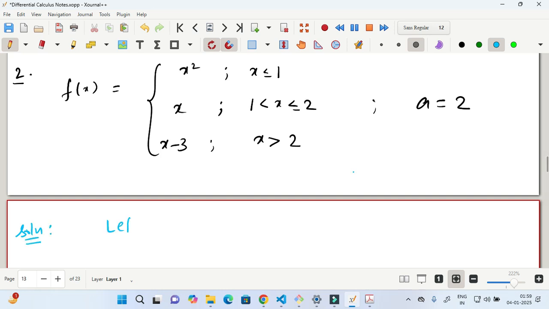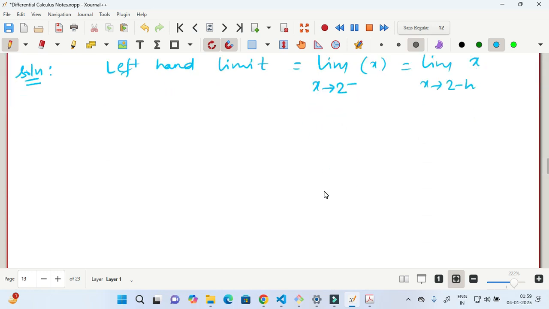Left hand limit, same thing. Left hand limit is equal to limit x tends to 2 minus, which is equal to x. Here limit x tends to 2 minus h of x. Now limit h tends to 0 of 2 minus h, which is clearly 2 minus 0, which is equal to 2. So the left hand limit is 2. This is equation 1.